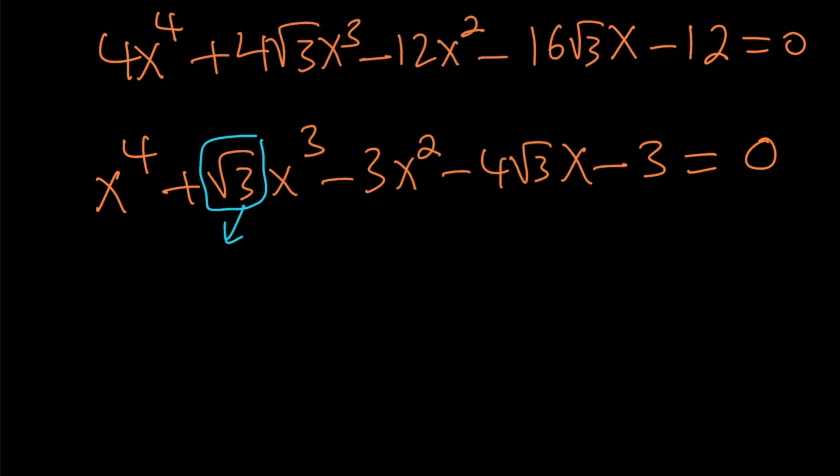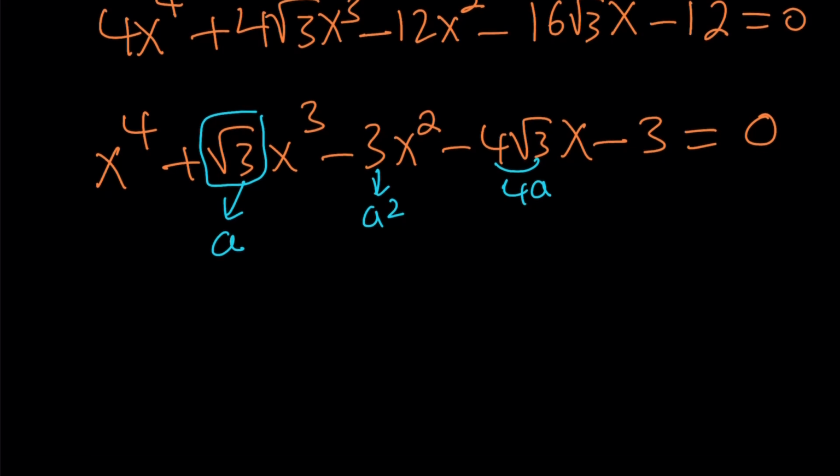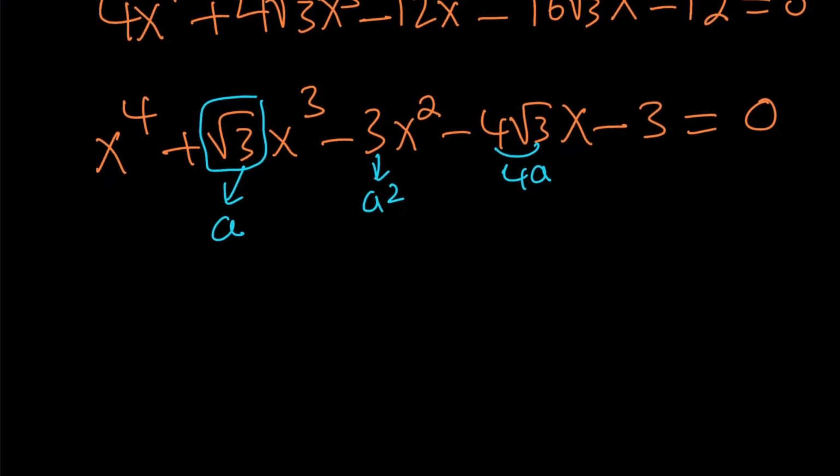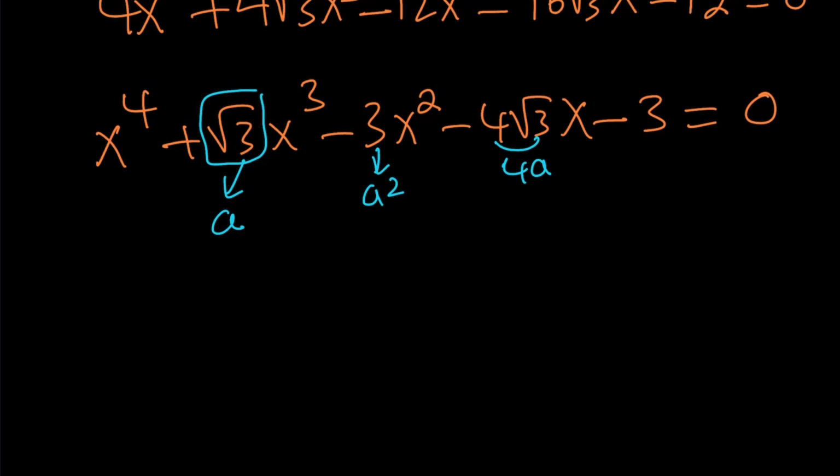You can go ahead and call this a. Then this will be a squared, and this will be 4a. And then you can turn this into a quadratic in a and try to solve it that way. I'm not sure again, but you can go ahead and try it. That's going to be a fun method. So this is kind of like an initial look at the problem. Obviously, you don't want to deal with the quartic. Let's go ahead and do this differently.